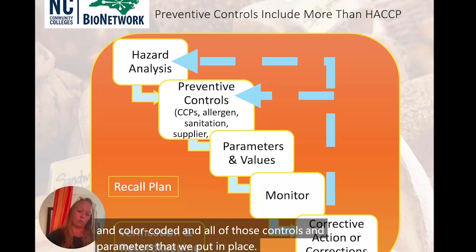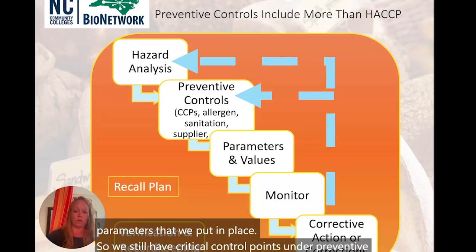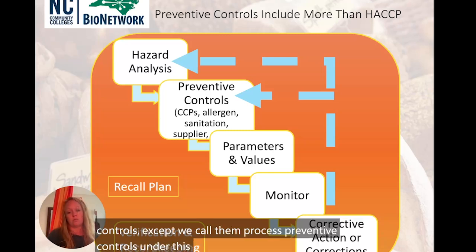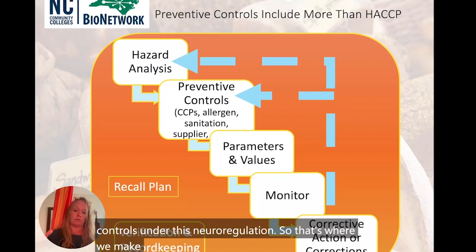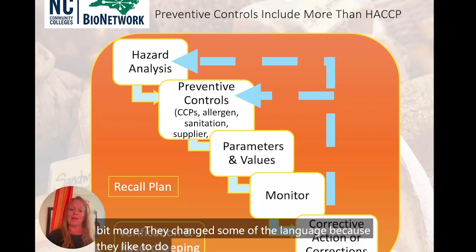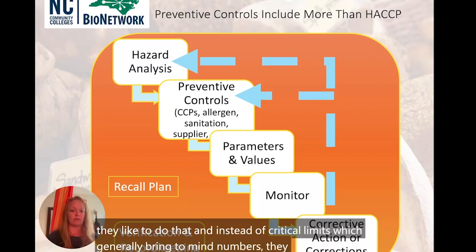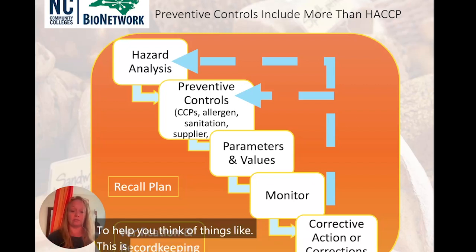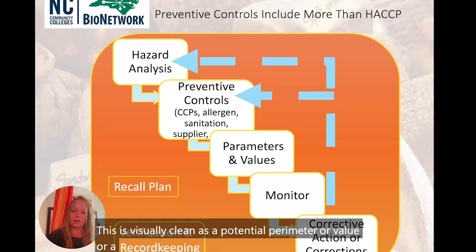So we still have critical control points under preventive controls, except we call them process preventive controls under this newer regulation. So that's where we took HACCP and made preventive controls bigger than HACCP. Right? So just doing a bit more. They changed some of the language because they like to do that. And instead of critical limits, which generally bring to mind numbers, they have parameters and values. That is to help you think of things like, this is visually clean as a potential parameter or value, or a label check. Is the allergen on the label? Yes, that's your parameter.